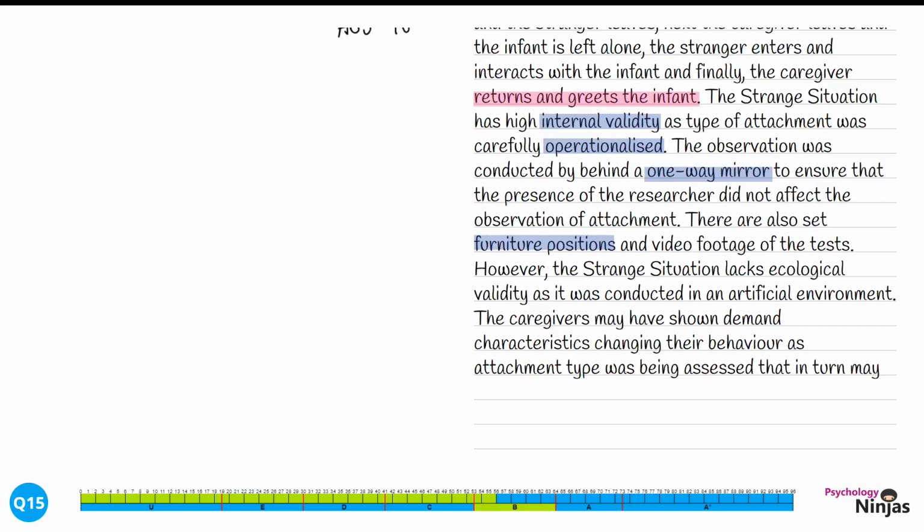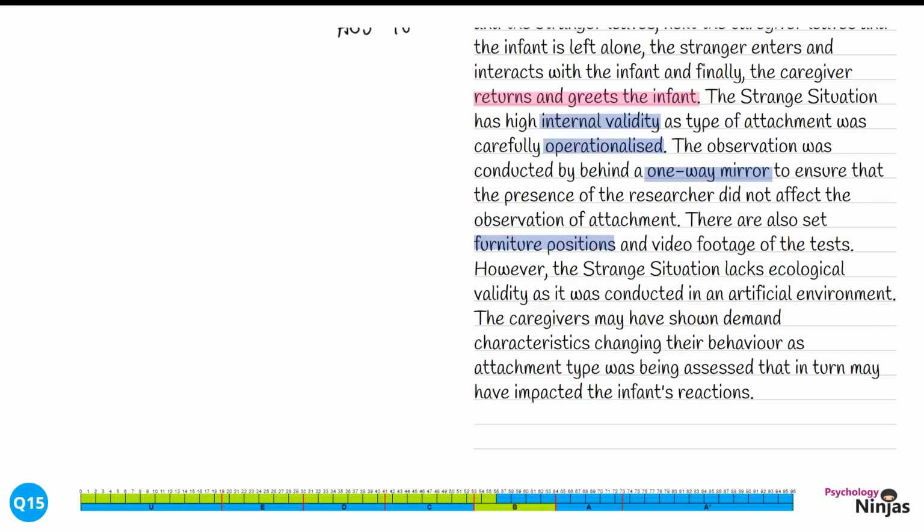However, the strange situation lacks ecological validity as it was conducted in an artificial environment. The caregivers may show demand characteristics, changing their behaviour as attachment type was being assessed. That in turn had an impact on the infant's reactions.